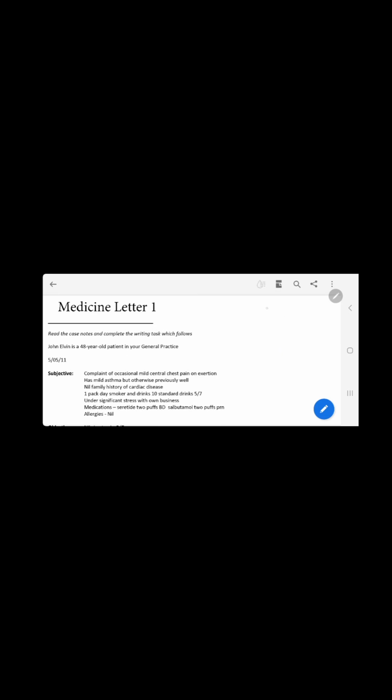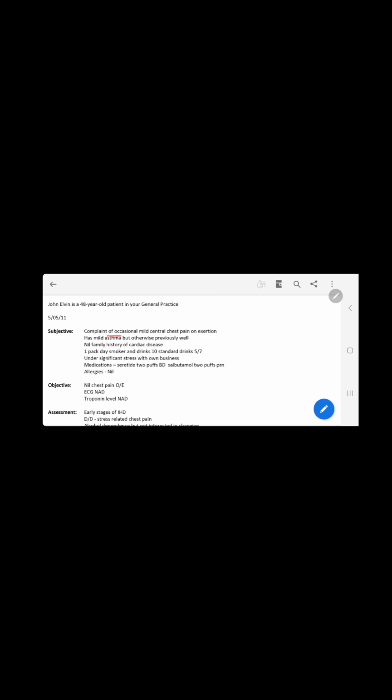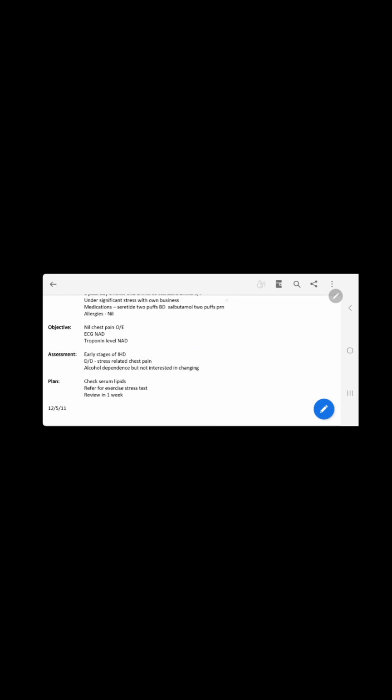Now, keeping in mind the main concern, we will start reading the case not from top to bottom. Age is important. Complaint of occasional mild central chest pain is important. Mild asthma important. Family history important. Smoker important. 5 by 7 means 5 days a week. Stress important. Medication fine. Early stages of chest pain or ischemic heart disease. That was the duty at that time, and the patient was alcohol dependent. This was the plan that has been given.